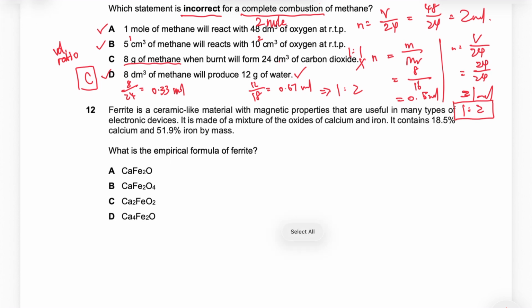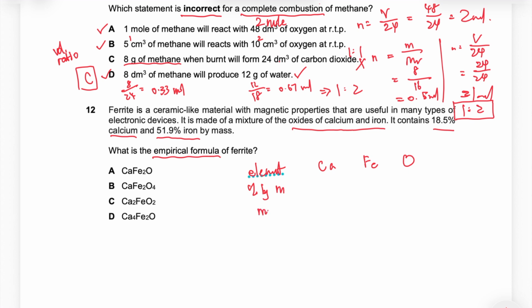Question 12. This material is a ceramic-like material with magnetic properties. It is made out of a mixture of oxides of iron and calcium. It contains 18.5 grams of calcium and 51.9 grams of iron. So this is an empirical formula question. Just do the table form. Take note, you have your calcium, iron, and don't forget there's oxygen as well, because everything must add up to 100%. Percentage by mass, then this is your mole, and this is your ratio.